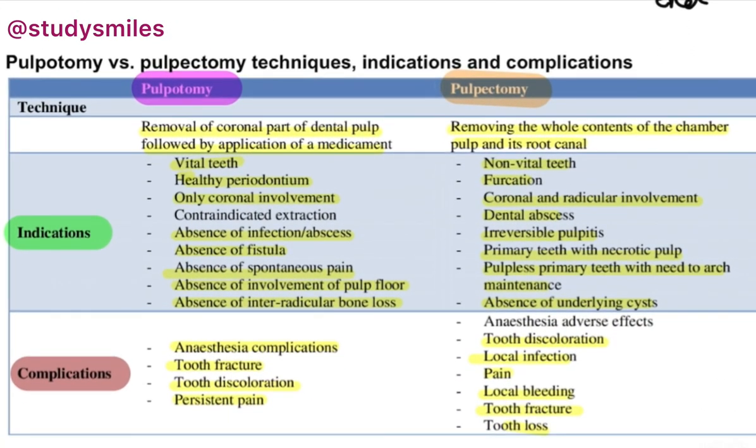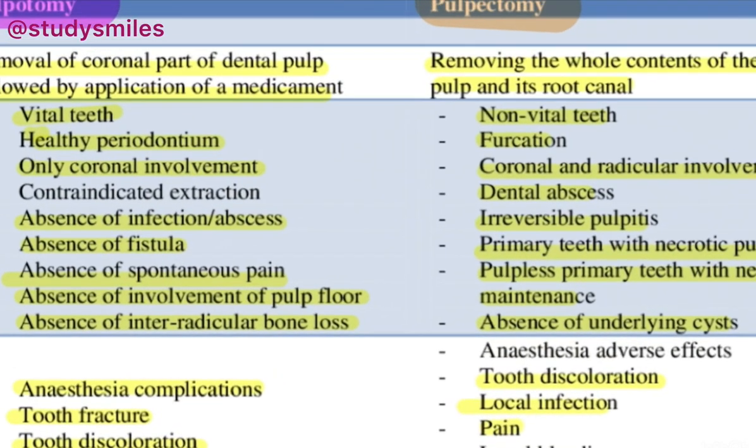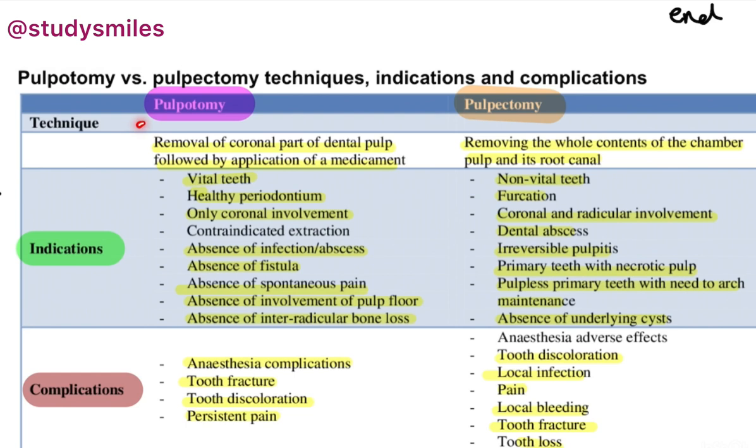Now, here is a little chart. It's pulpotomy versus pulpectomy techniques, with their indications and complications. Here you can see that pulpotomy, as we said before, is the removal of the coronal part of the dental pulp, correct? Which is followed by application of a medicament.